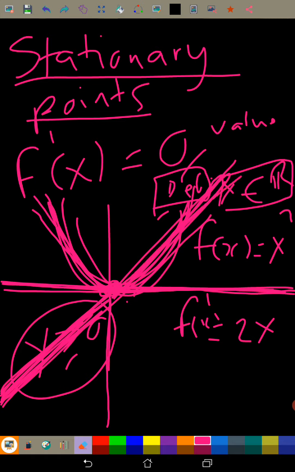Where it really is at 0, this is a turning point. Turning point means that it goes from negative to positive. This is a turning point.